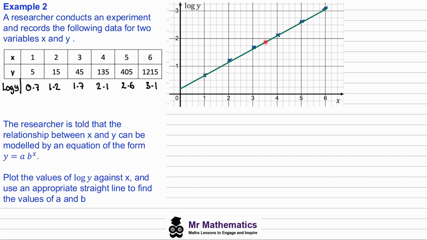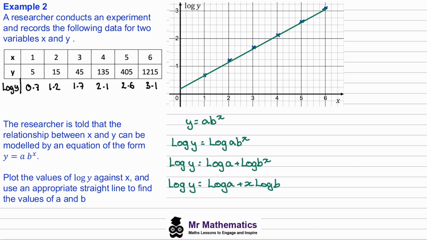Now we need to use this straight line to help us find the values of a and b in our exponential model. And you can see we've got to take the log of y. So if y equals ab to the x, then the log of y will be the log of ab to the x. And then we can split this up using the multiplication rule. And we can bring this x down using the power rule of logs. So now you can see that the log of b is multiplied by x. And this will be the gradient of our straight line. And the log of a will be the intercept. So we need to find the gradient and the intercept from this line.